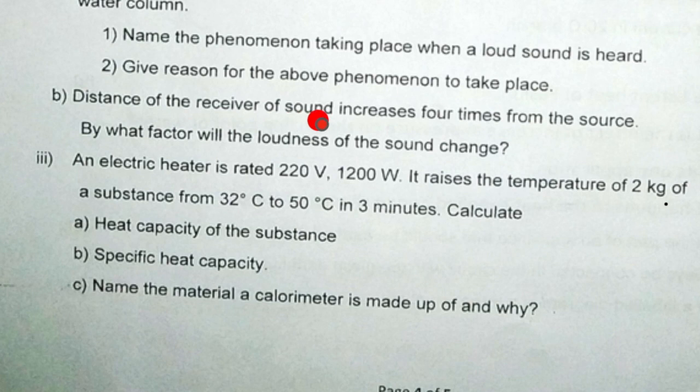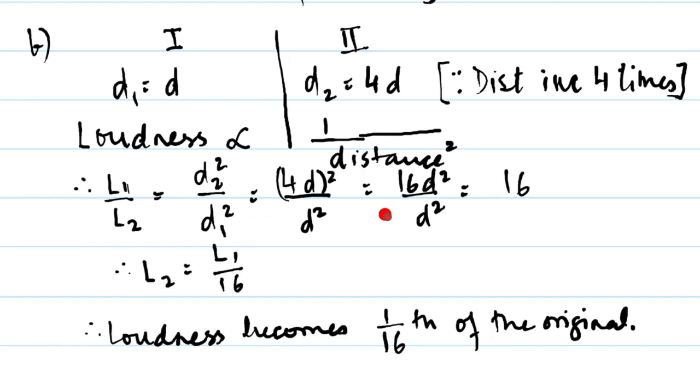Distance of the receiver of sound increases 4 times from the source. By what factor will the loudness of the sound change? Now this is like a comparison question. So the distance has become 4 times. So I'll make a column like this, case 1 and case 2. D1 is D and D2 becomes 4D. Why? Because distance has increased 4 times.